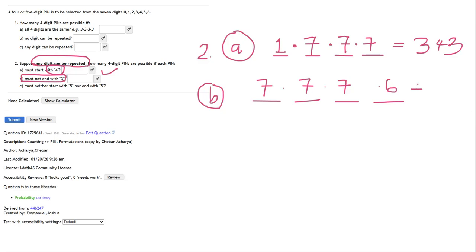You multiply 7 times 7 times 7 times 6, and you get 2058.